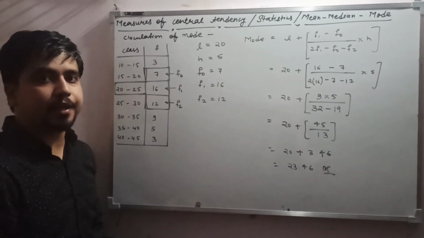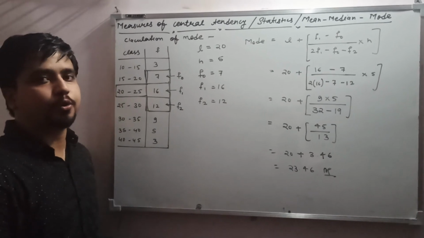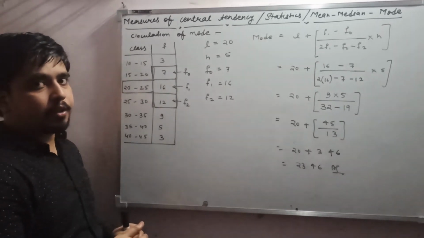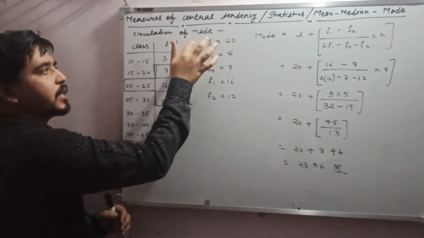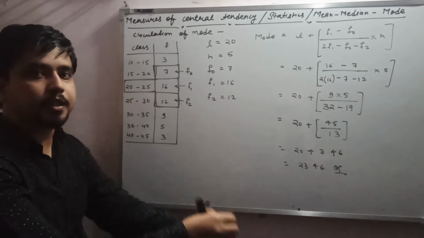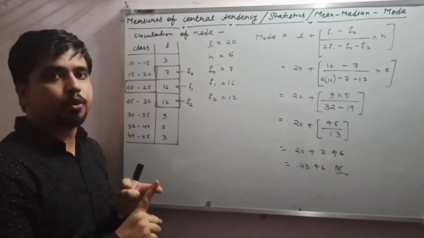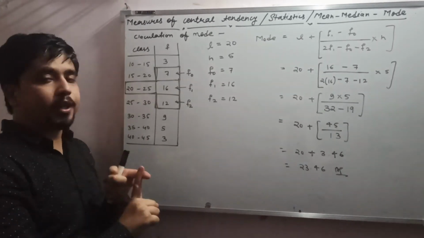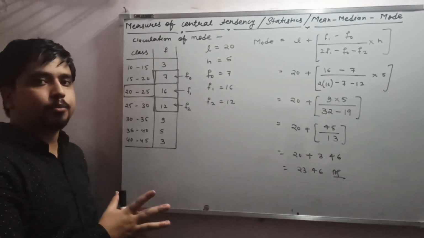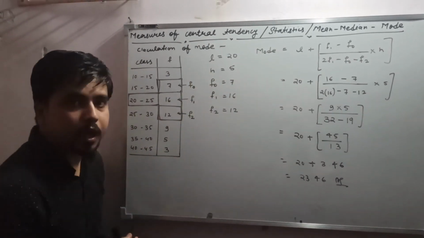Now I revise the whole topic: mean, median and mode. When you are calculating the mean, you have to make a bigger table, with approximately 4 to 5 columns. When you are calculating the median, there are only 3 columns: class, f and CF. When you are calculating the mode, only 2 columns, which are given in the question. For the mean, you have to calculate x. For the median, you have to calculate CF. And for the mode, there is no need to calculate anything. You can use the formula directly.